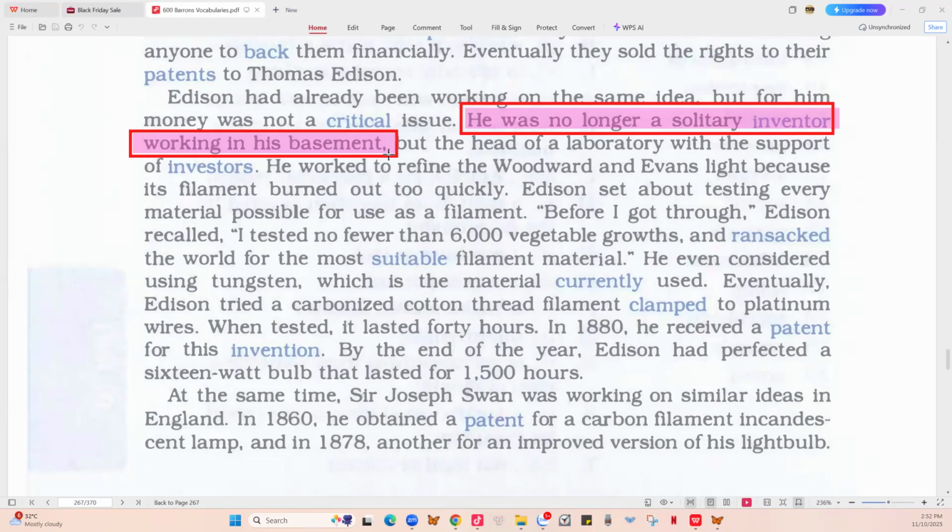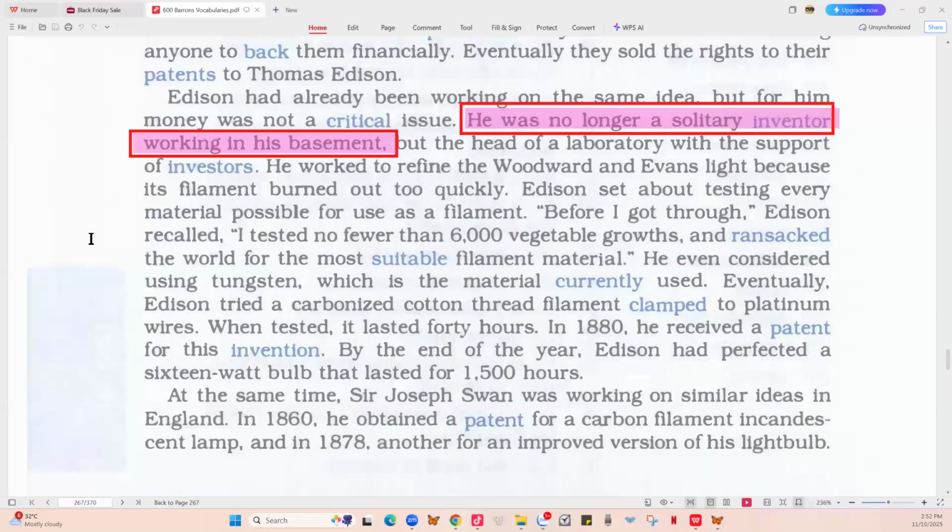He wasn't an alone inventor who worked in his basement anymore. He wasn't the only inventor who worked in his basement. He wasn't the only inventor working in his basement. All right. We don't say alone inventor. Alone stands at the end of the sentence.